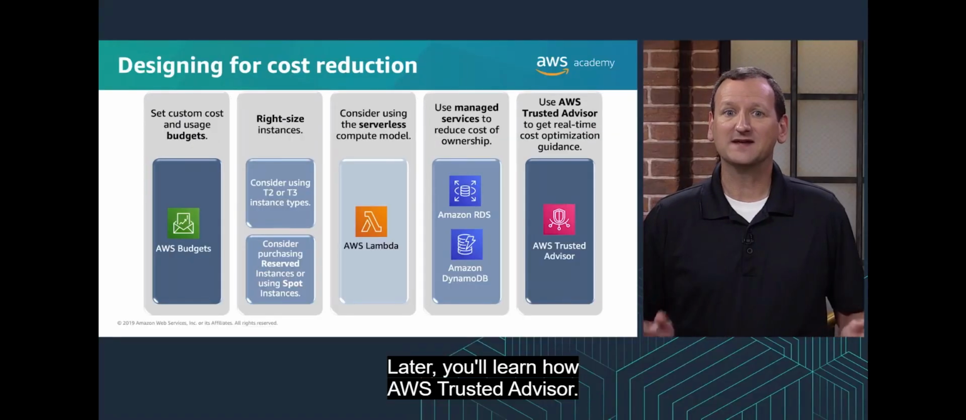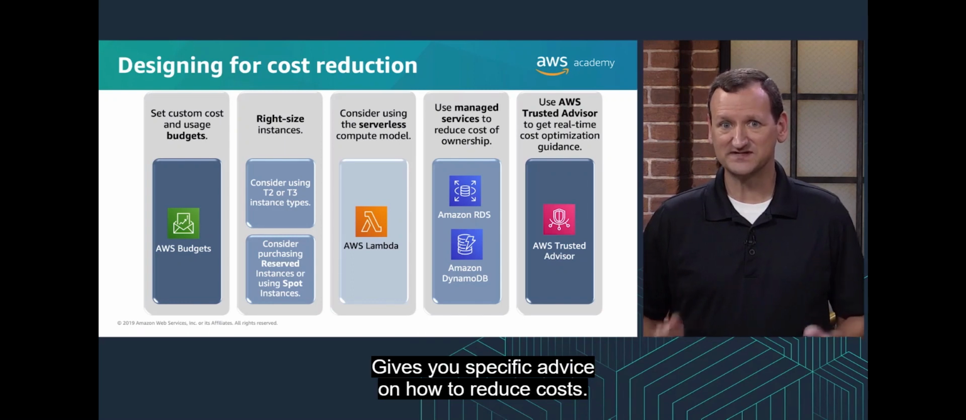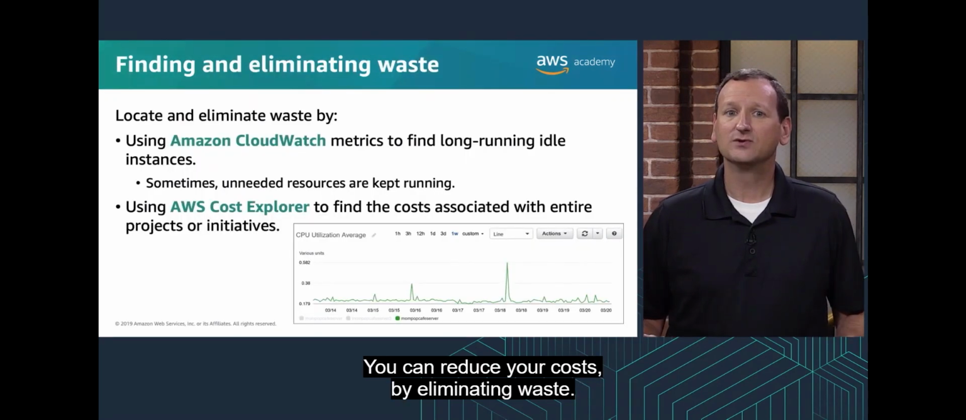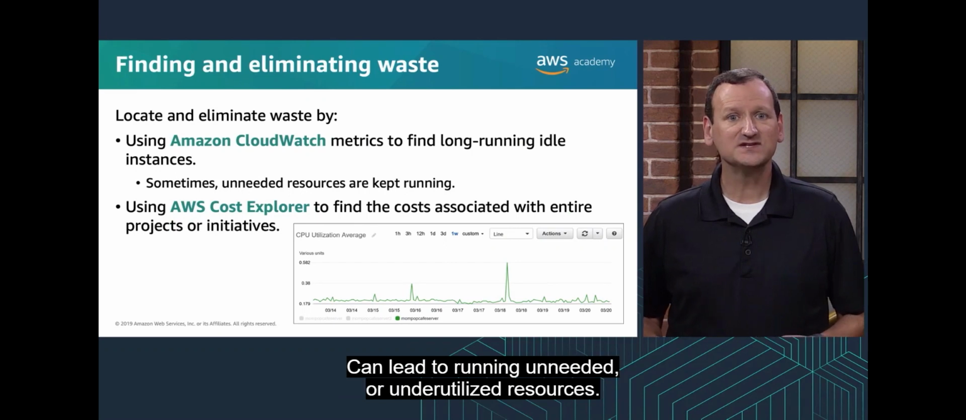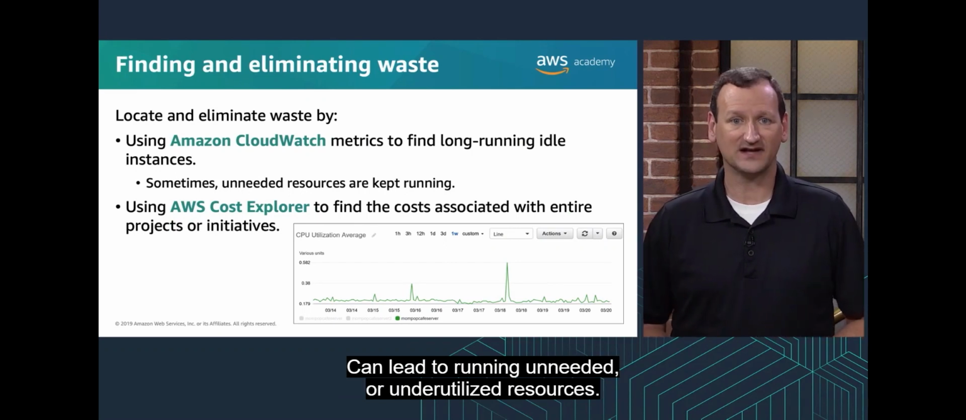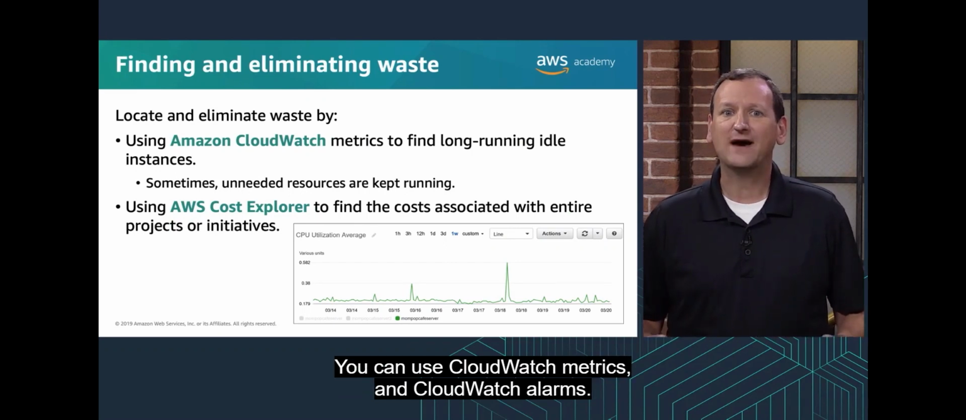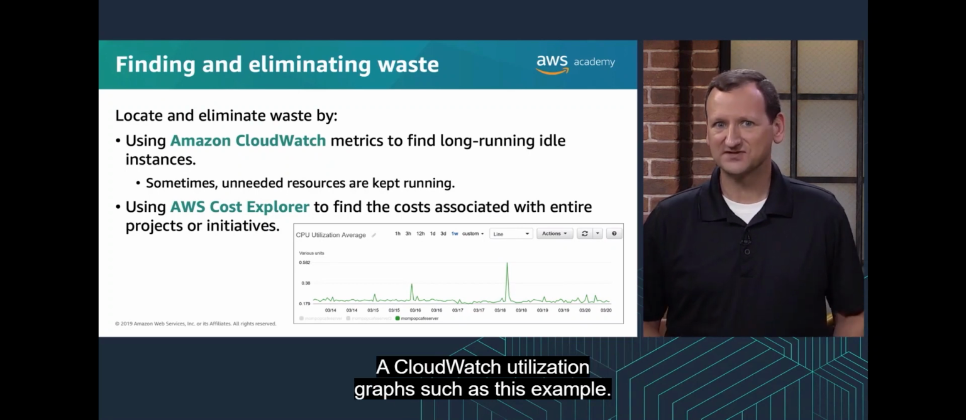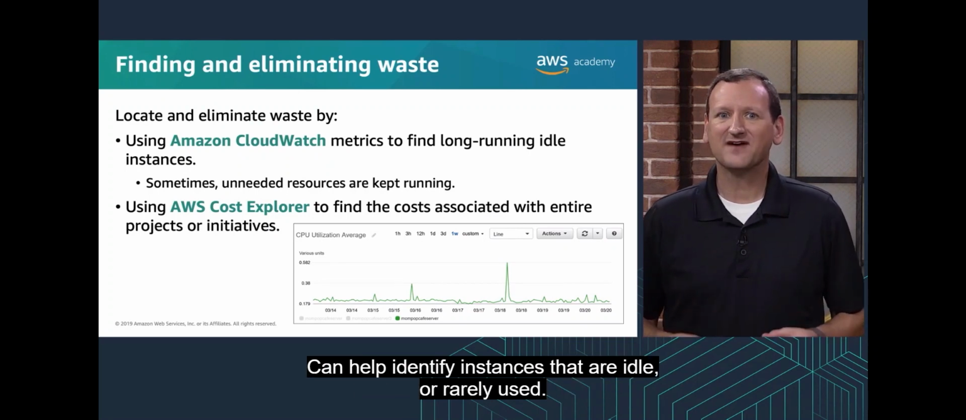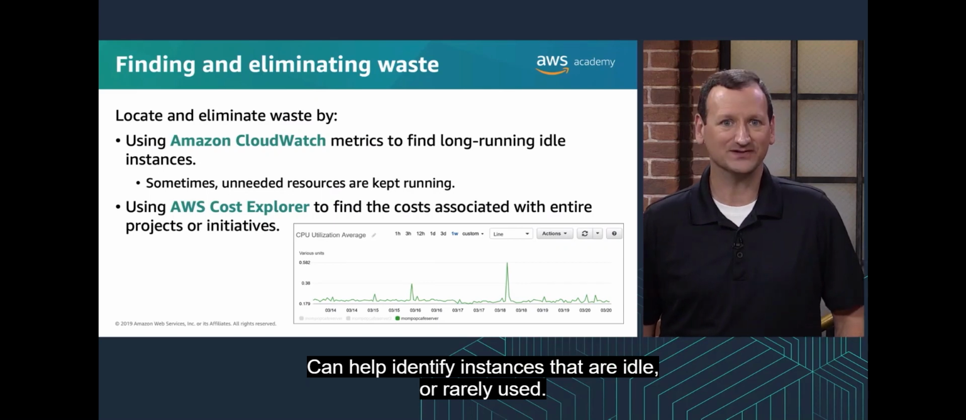Later, you will learn how AWS Trusted Advisor gives you specific advice on how to reduce costs. You can reduce your costs by eliminating waste. For example, the ease of spinning up resources can lead to running unneeded or underutilized resources. You can use CloudWatch metrics and CloudWatch alarms to find those long-running idle instances and shut them down. A CloudWatch utilization graph, such as this example, can help identify instances that are idle or rarely used.